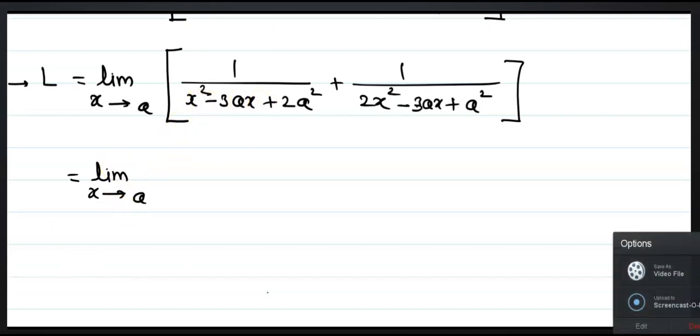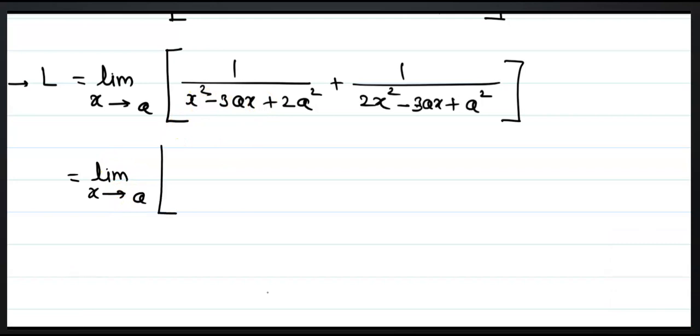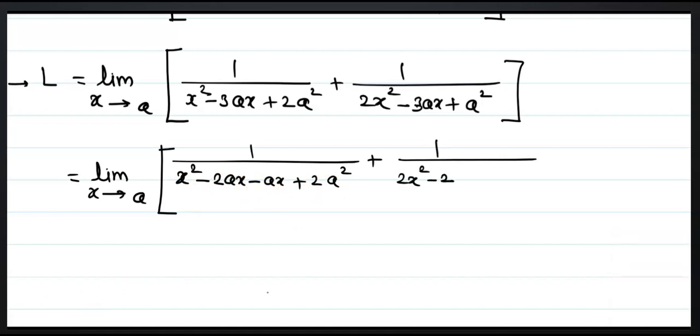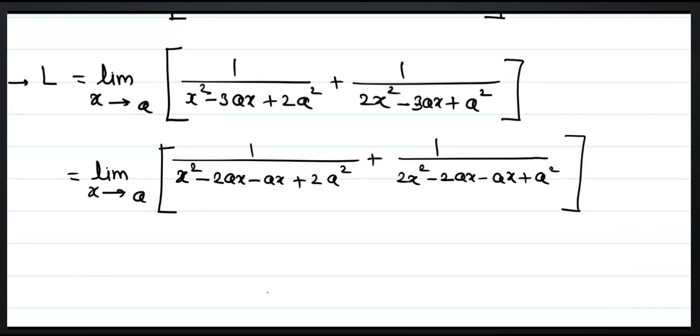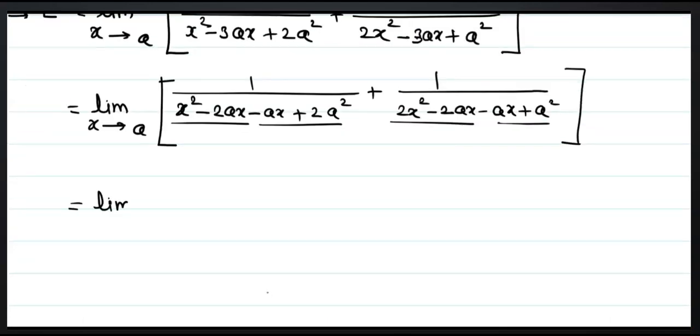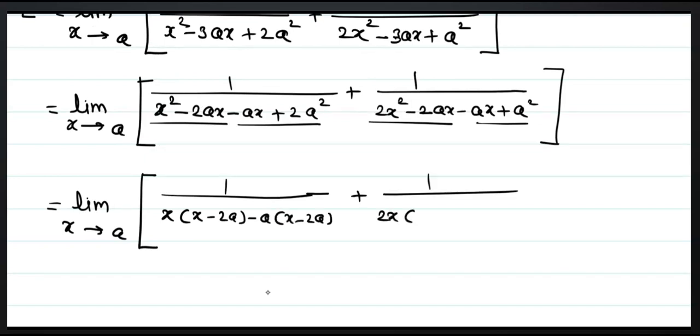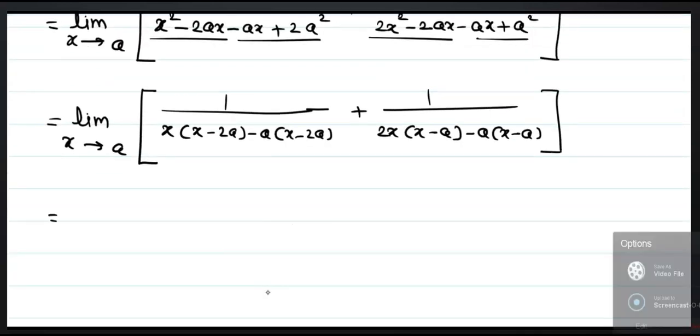Now factorize this denominator. These are the factors. That is x square minus 2ax minus ax plus 2a square. For the next, 2x square minus 2ax minus ax plus a square. Now take the common. x minus 2a common, in bracket x minus 2a minus a, x minus 2a, and 2x minus a, x minus a. These are the factors.